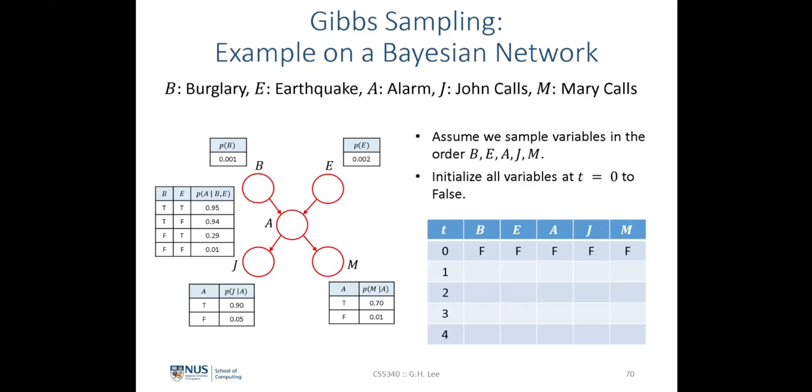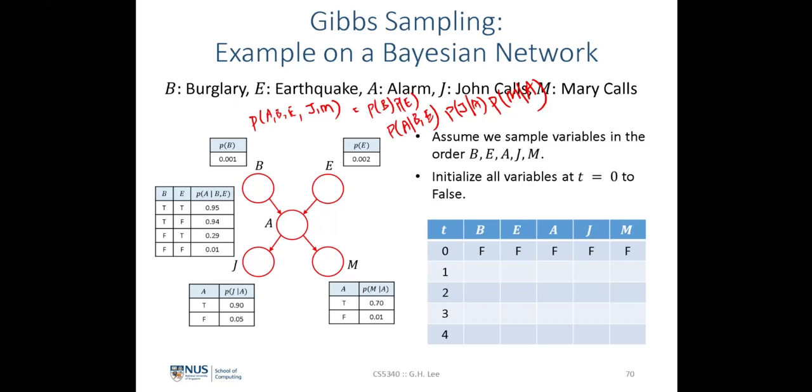Finally, let's look at one example on how to do Gibbs sampling on a Bayesian network. Suppose that we are given this Bayesian network that consists of 5 random variables, and all the probability distribution tables are given to us, which will allow us to write the joint probability distribution of A, B, E, J and M to be equal to the probability of B multiplied by the probability of E multiplied by the probability of A conditional upon B and E, as well as the probability of J conditional upon A and the probability of M conditional upon A. So we are given all these distributions.